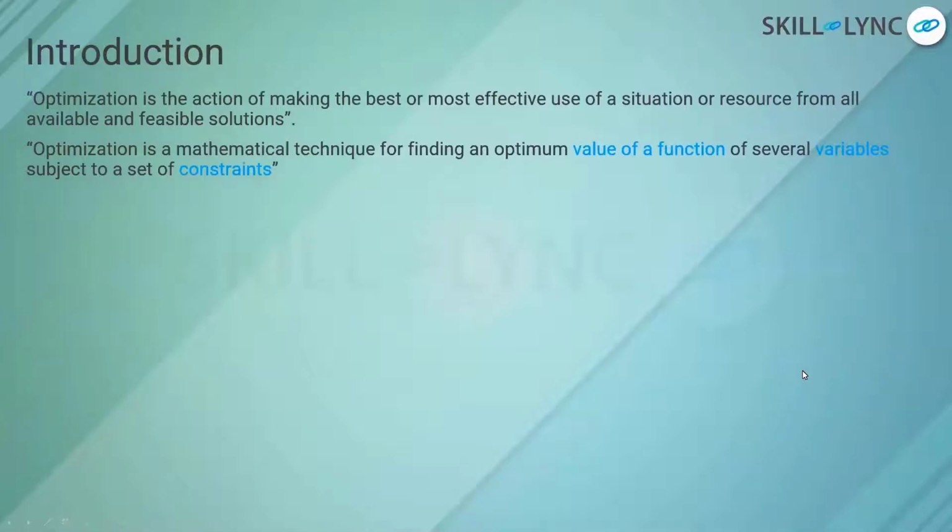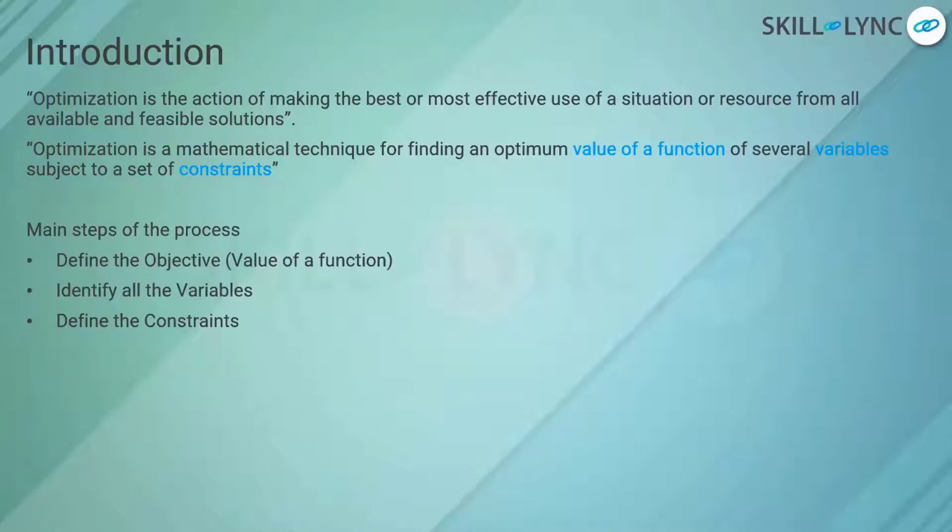First, I'll give you an introduction to the process of optimization. Here is a definition of what optimization is. Optimization is the action of making the best and most effective use of a situation or resources from all available and feasible solutions. We can call it a mathematical technique for finding an optimum value of a function out of several variables that are available. But the important thing is that those variables and the function itself are subject to a set of constraints.